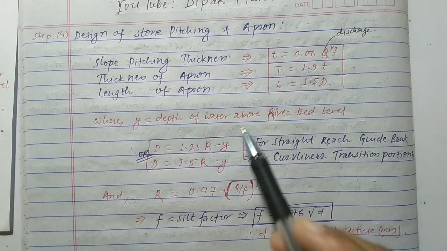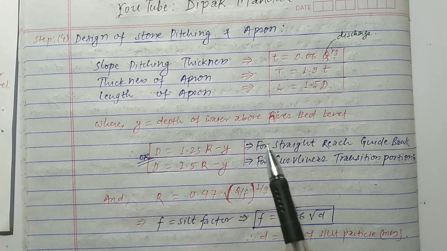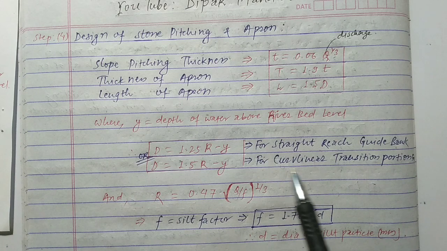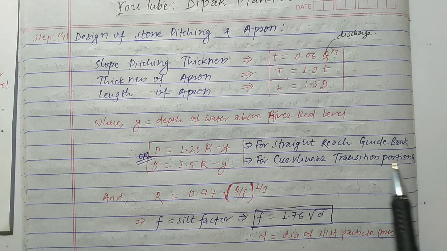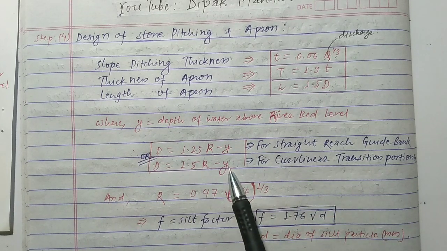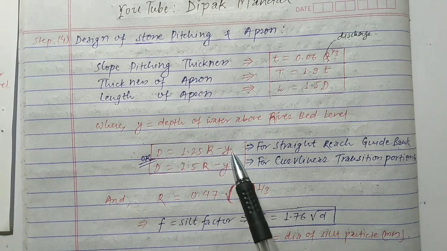Simply, d can be calculated equal to 1.2 times of R minus y for the straight reach guide bank, and whenever we provide for the curvilinear transition portion, we have to use this d value equal to 1.5 R minus y. Okay, and now you have to know what is R and y.